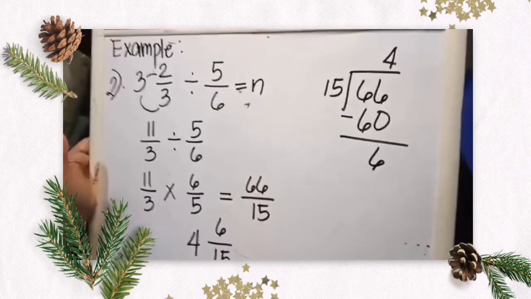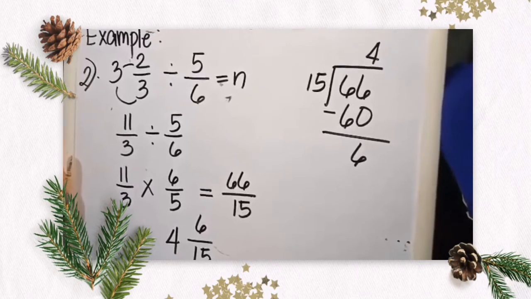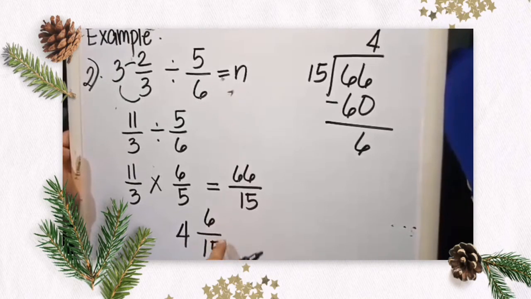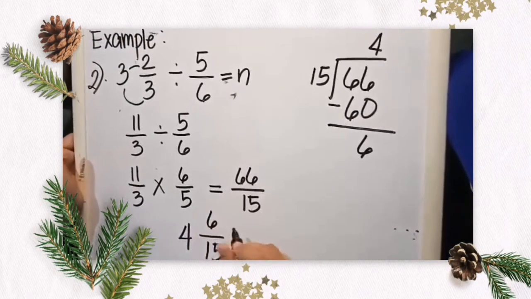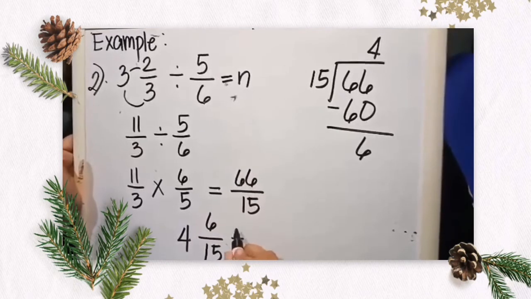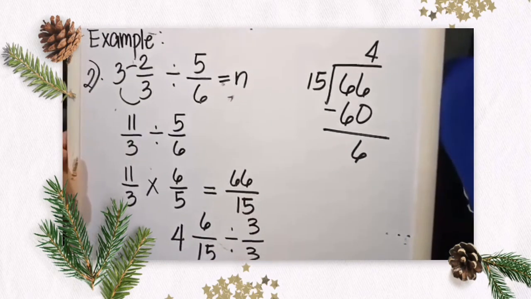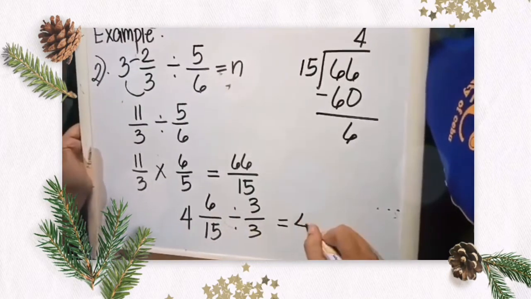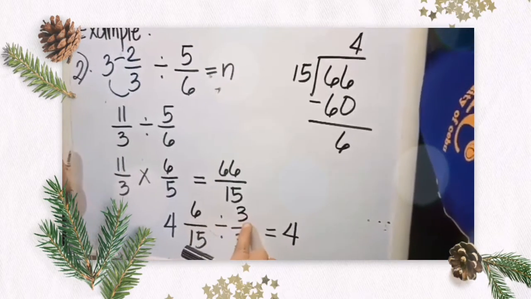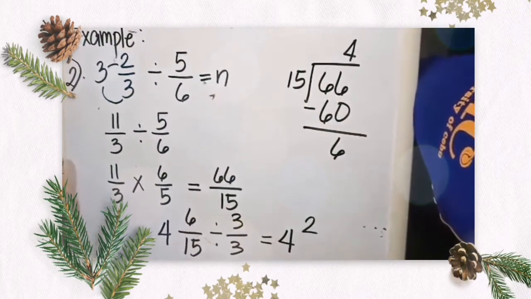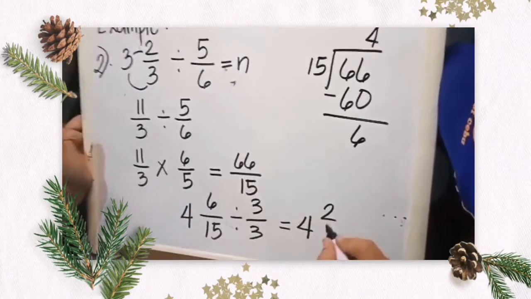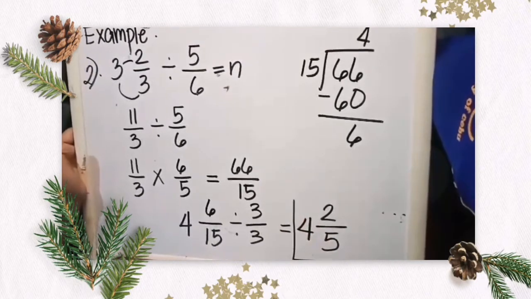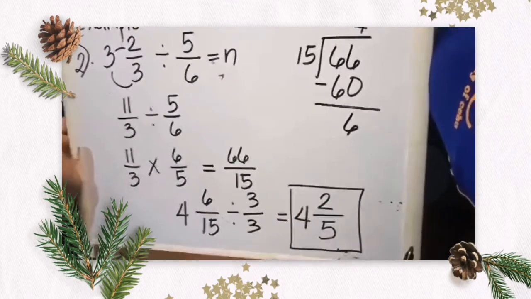Is that your final answer? No. Nganong no man? Kay mas-simplify pa nato si 6 over 15. So, ang imong 6 over 15, ato nang i-divide by 3. Ayaw hilabti si whole number. Kopyaha si whole number din ha. 4. 6 divided by 3, that's 2. 15 divided by 3, that's 5. So, your final answer is 4 and 2 over 5.